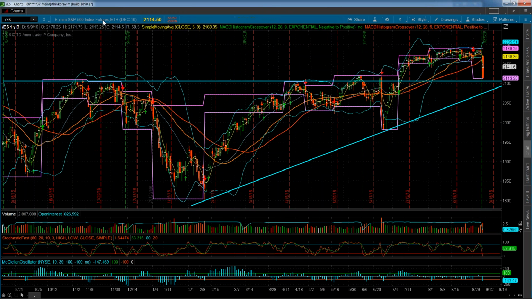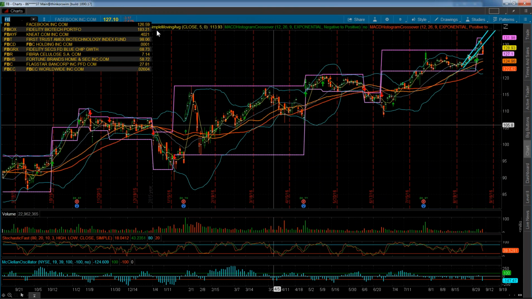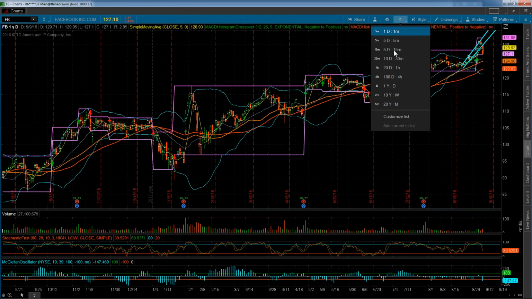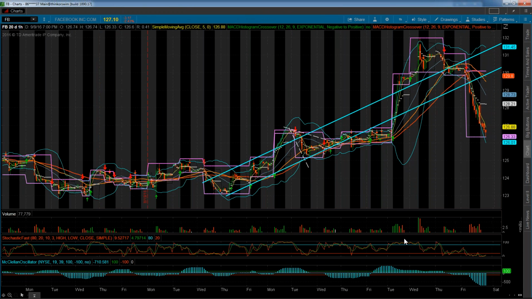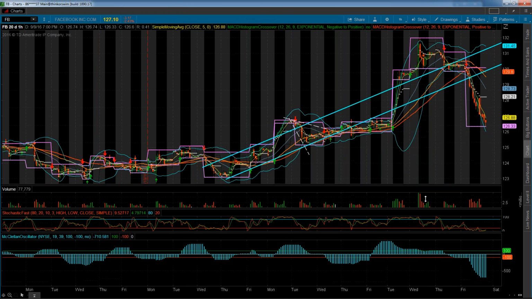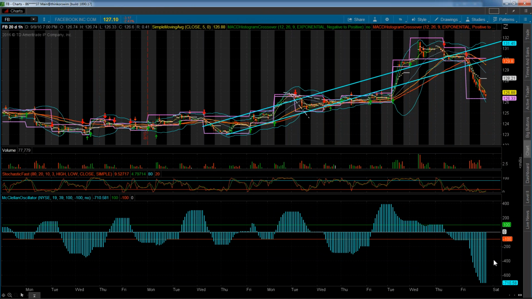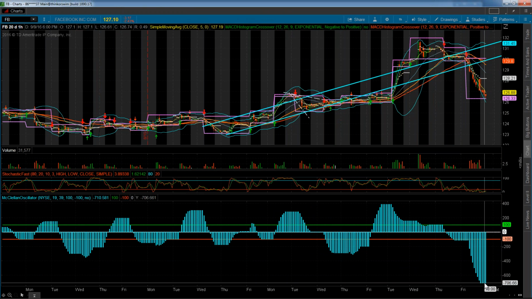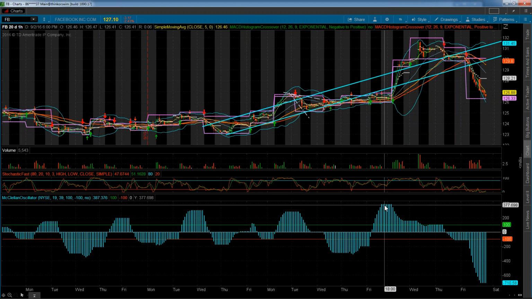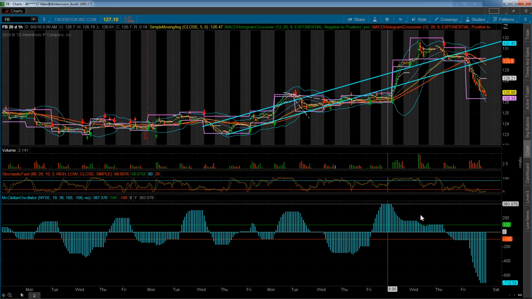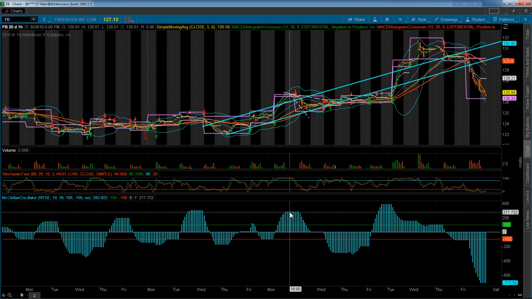So let's look at a stock. Let's look at Facebook. And let's look at a shorter term version, a 1 hour chart. On a 1 hour chart, the McClellan oscillator is not only cliff diving, it's like jumping off Everest. Right here, I'm just trying to find a peak. Okay, this is a good example.